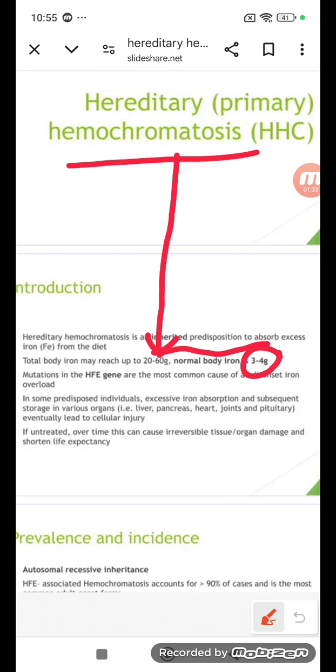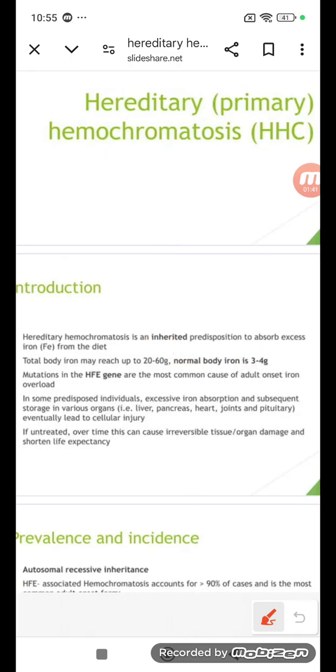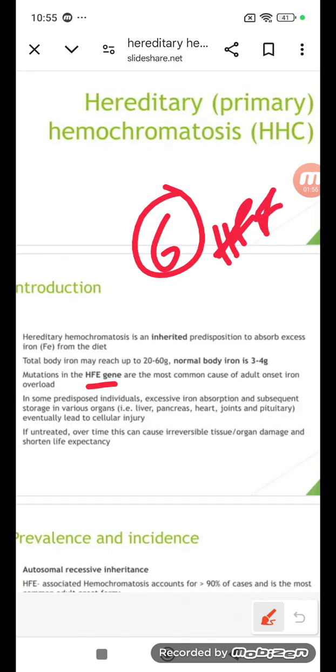How does it reach there? Due to one gene. What is that gene? The HFE gene. The HFE gene is located on chromosome number 6. In the HFE gene, a mutation occurs, and due to the mutation the iron content increases.